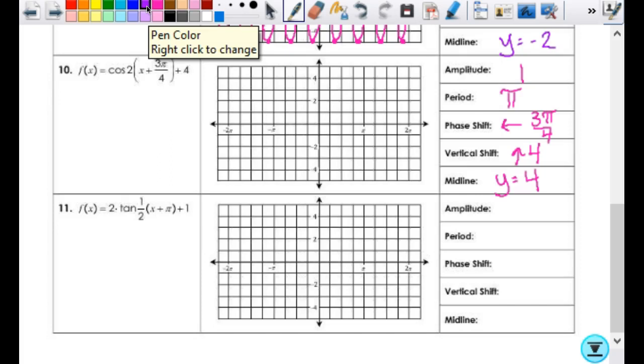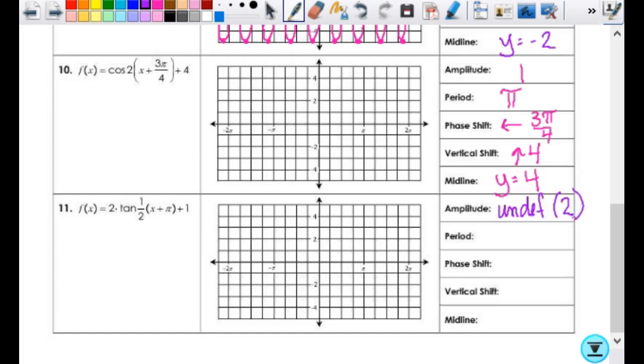Our amplitude is undefined, but do we have an important number here? Yes, that 2 is your vertical stretch that is going to play a part. What's the period here? 2 pi, because I have to take pi and divide it by 1/2, so it's 2 pi. The phase shift, I go to the left, pi, go up 1, and my midline is y equals 1. Okay. Any questions at all?